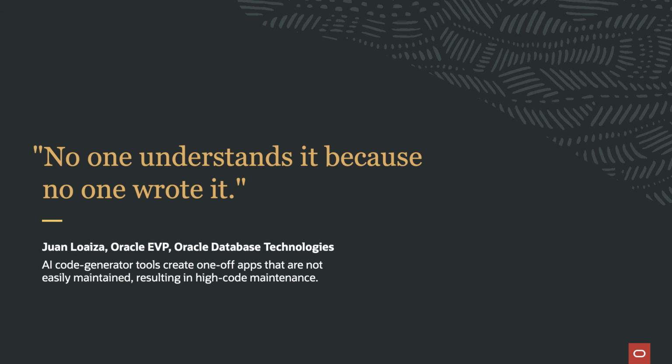They create one-off apps that are not easily maintained, and they result in high code maintenance. Now, you may be able to vibe code it and iterate over it, but every time you do, that code has to be evaluated by you and code reviewed maybe by your software development manager. From there, it may need to be reviewed from a security perspective. Who knows? Through every iteration, you cannot necessarily trust all the components that are delivered through that interaction. In fact, no one understands that code because nobody wrote it.